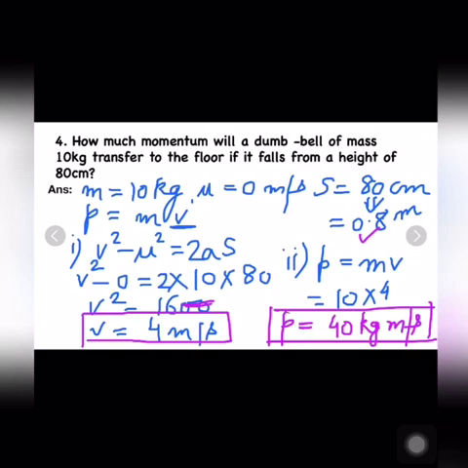Okay, so I hope these numerical problems on law of conservation of momentum are clear to you all, and these are some of the problems from your exercise only. So try doing them yourself too, and practice more and more numericals of this chapter from other books also. So that's it for the numerical problems. We have discussed numerical problems on Newton's second law of motion as well as on law of conservation of momentum.